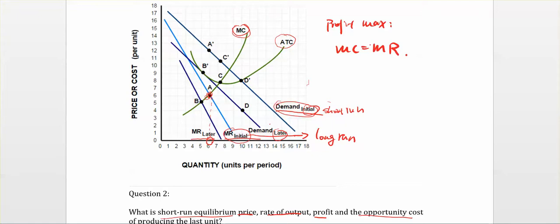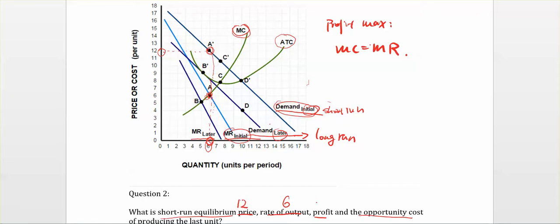How about the market price? Given the market supply is 6 units, how much will be the price on the market? We need to go back to look at our initial demand. So that's A prime, our equilibrium point. Corresponding to A prime, the market price is 12, and the market quantity demanded, the supply, is 6. So the output is 6, and the market price is 12.